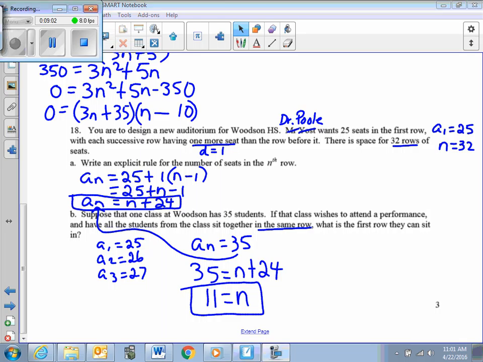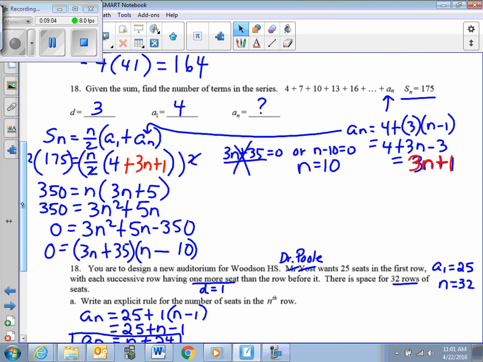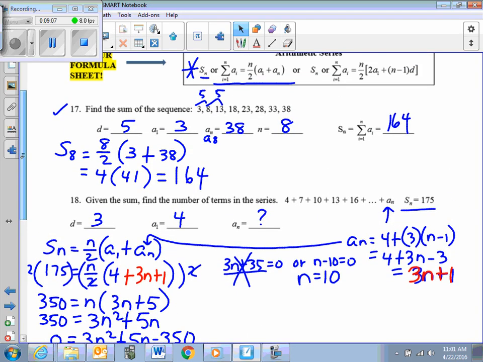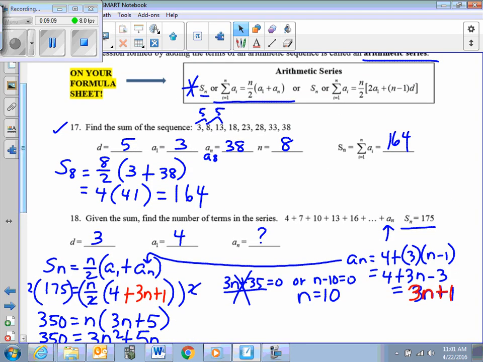All right, what I want to do now is come back up here to this very first problem, and I want to use it to show you how to use your calculator to do this kind of problem, finding the sum of a sequence.